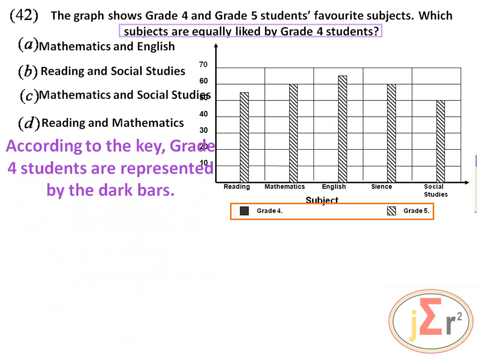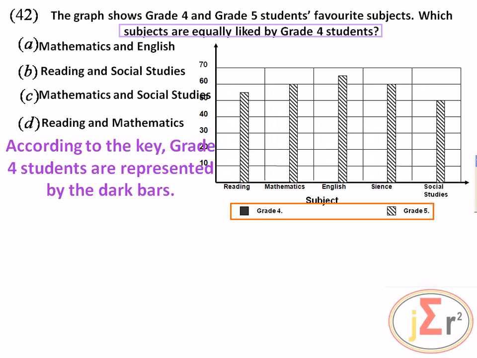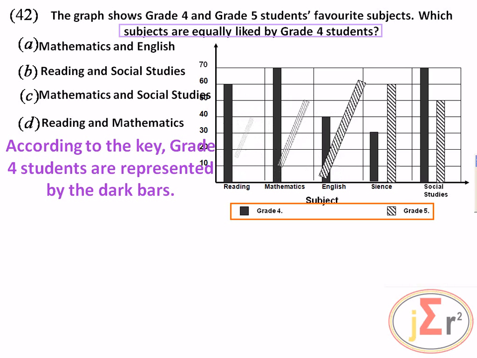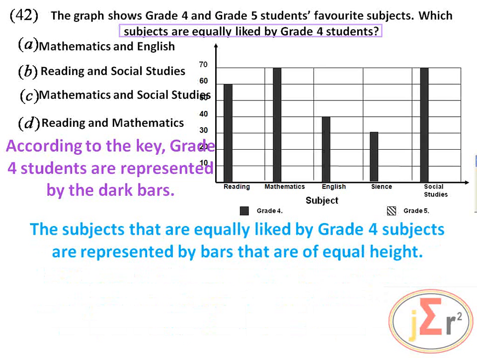According to the key, grade 4 students are represented by the dark bar. Those are the students for grade 4. So since we are talking about grade 4 students only, we may eliminate the other bars. So those are the bars associated with the grade 4 students. The subjects that are equally liked by grade 4 students are represented by bars that are of equal height. So the bars of equal height will be for the subjects that are liked equally by grade 4 students.